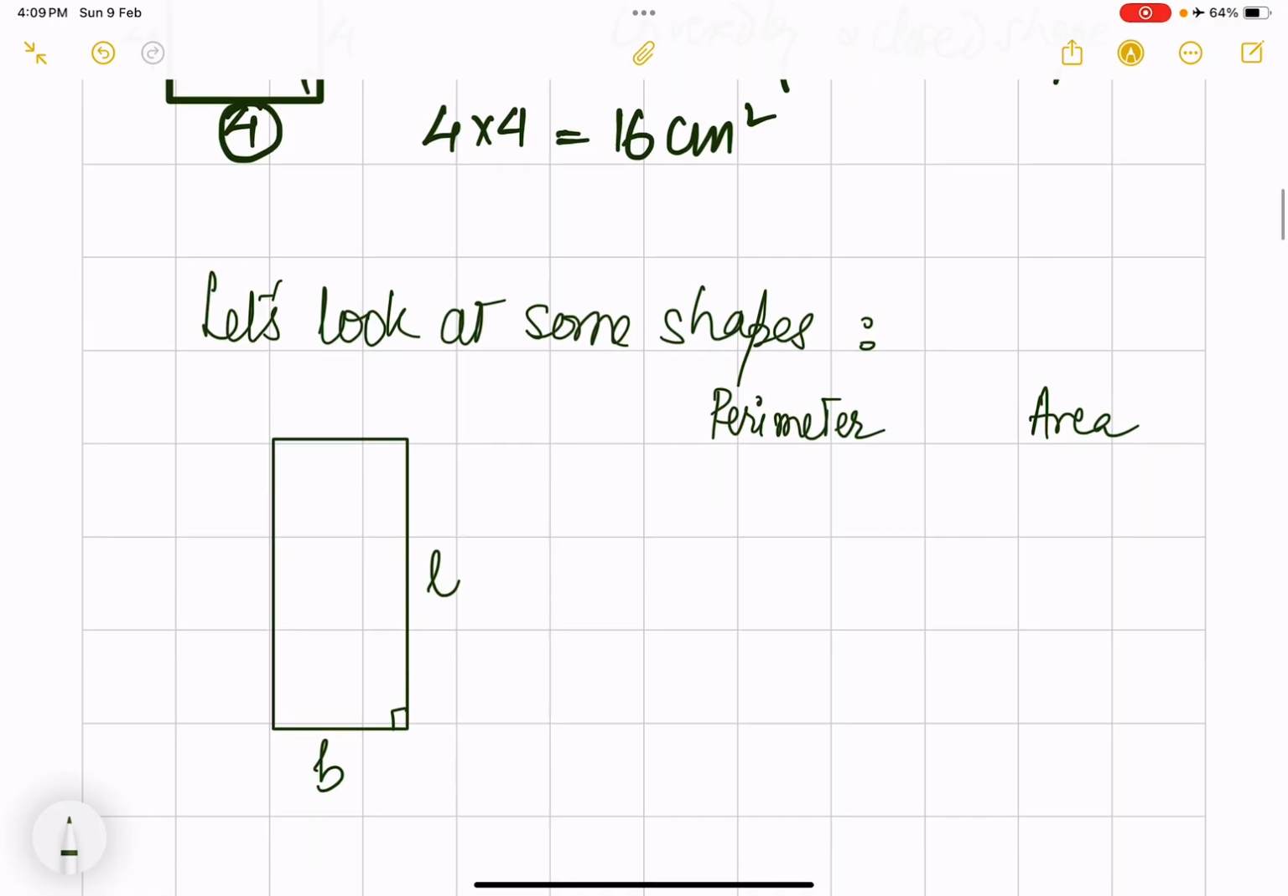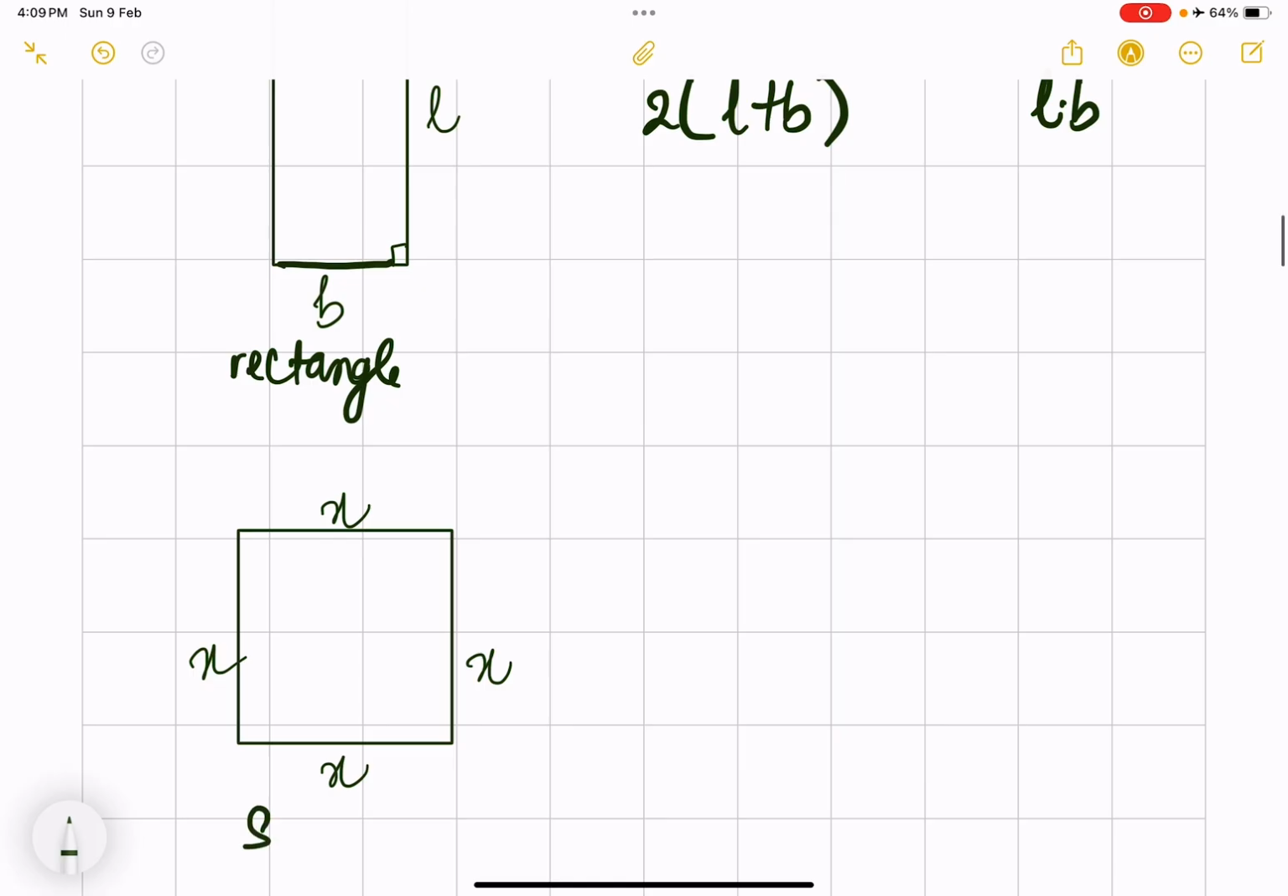The first one is a rectangle. It has a breadth B and length L. The perimeter of the rectangle will be twice the sum of length and breadth. The area would be the product of length into breadth. The square. The perimeter of a square would be x plus x plus x plus x, that is 4 times x. And the area would be x multiplied by itself, which is also called x square. We write x into x.